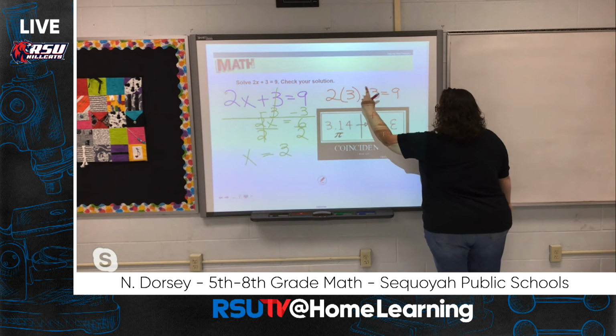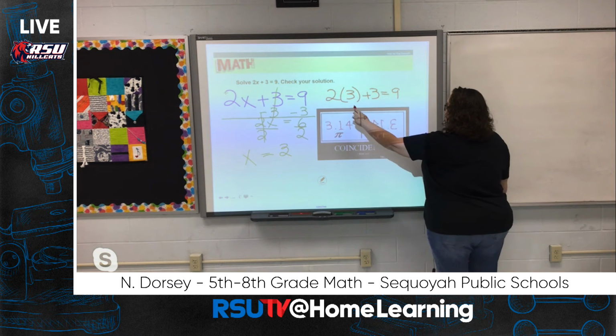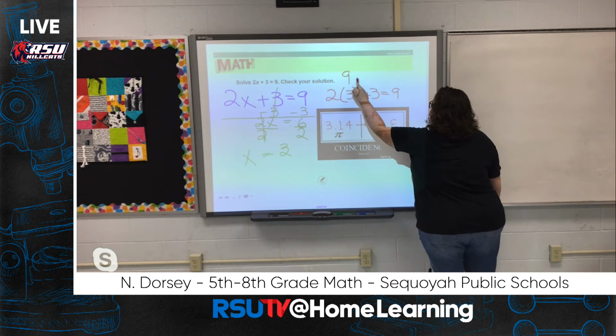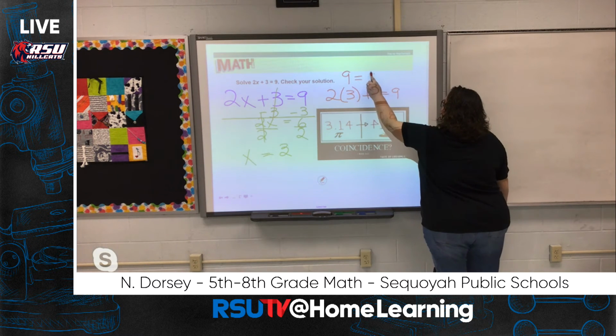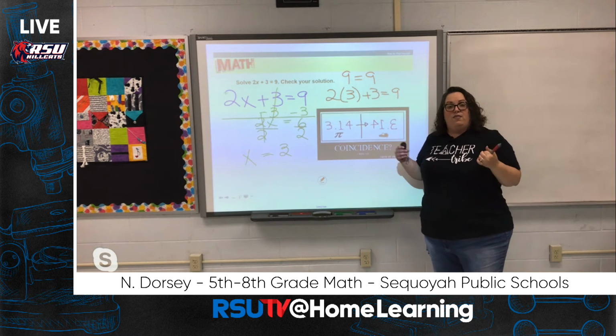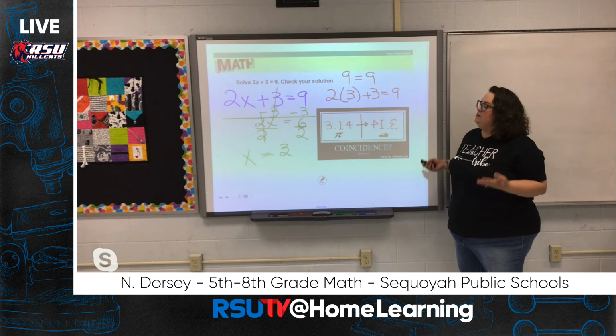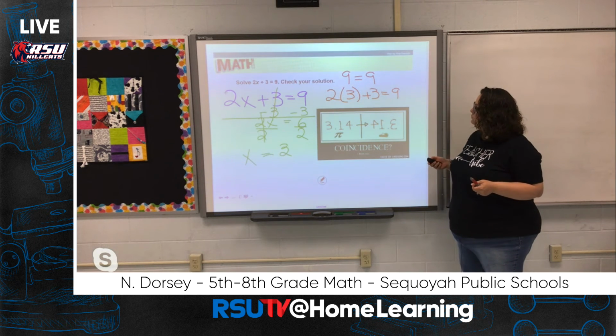So 2 times 3 is 6, and 6 plus 3 is 9. I'll write it above here since I've got my funny little picture. And if you see, our equation is balanced. So that is how you can check your work to make sure that you have properly solved the equation.